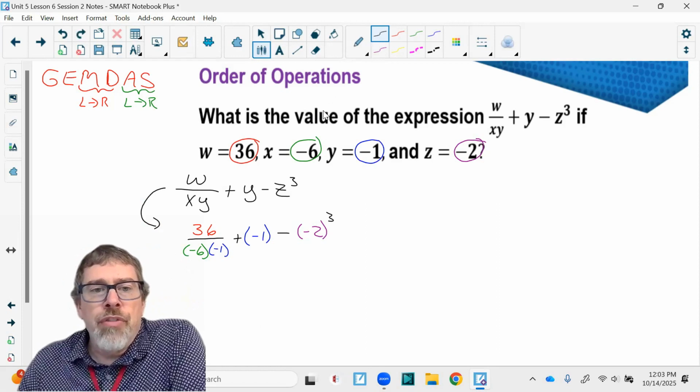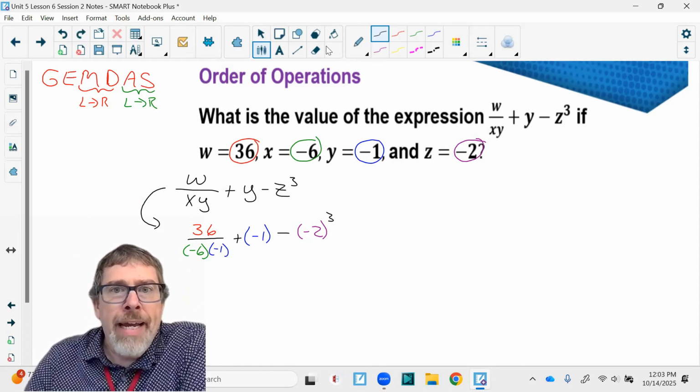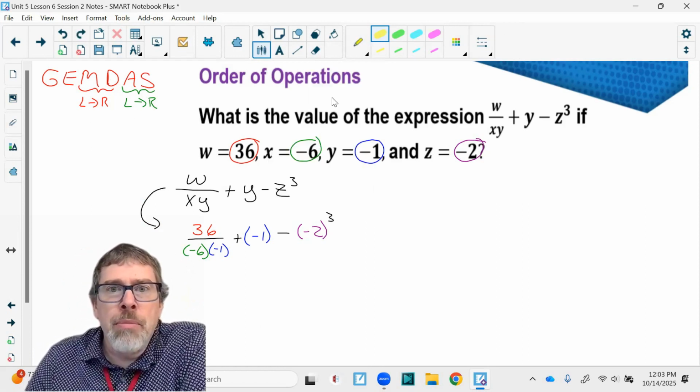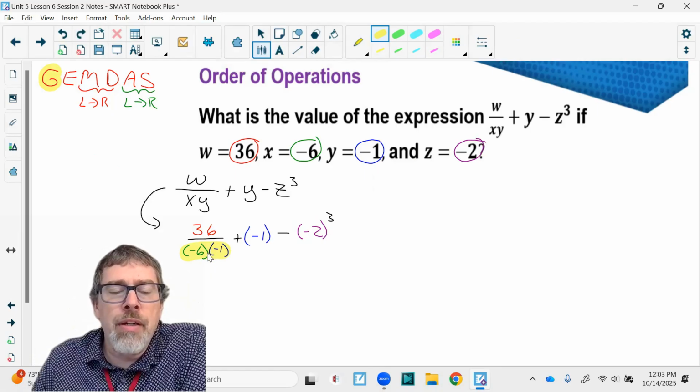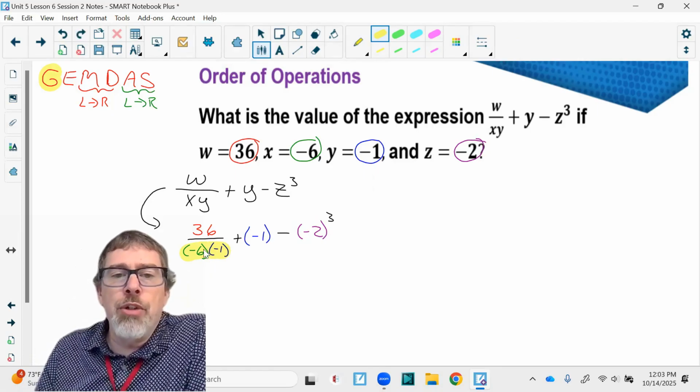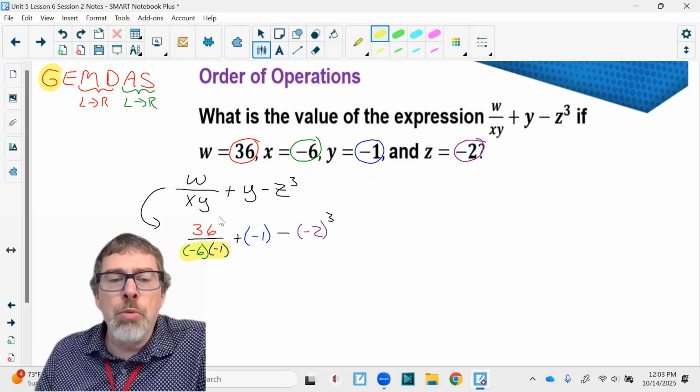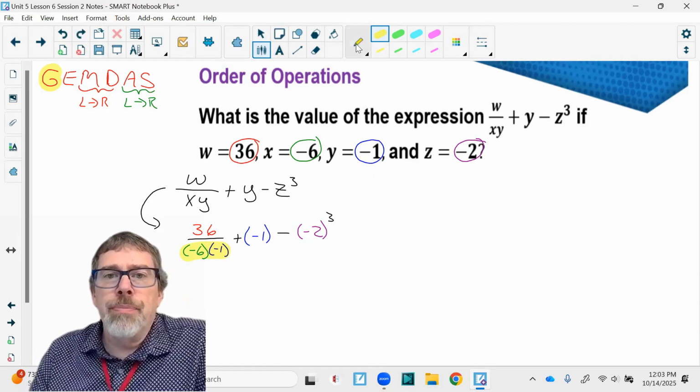So now we're going to do order of operations. I'm going to look at G. Let me highlight. Any groups? We have a group right here. Any operation within a denominator or within a numerator is also considered a group. We want to do that first.